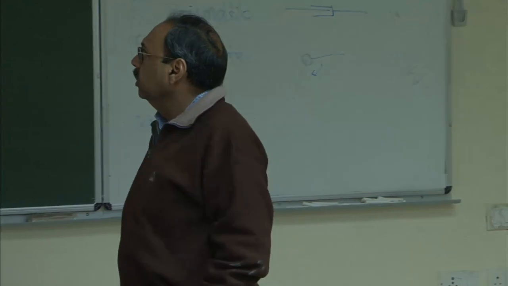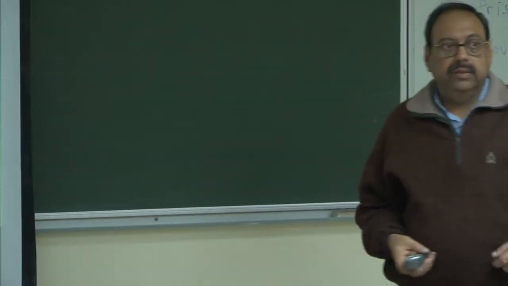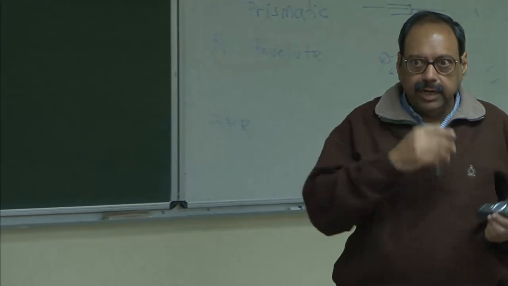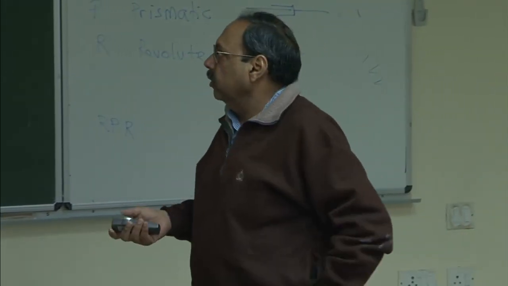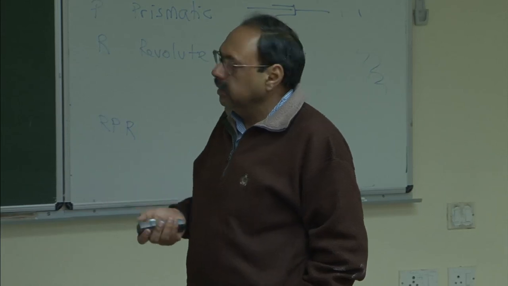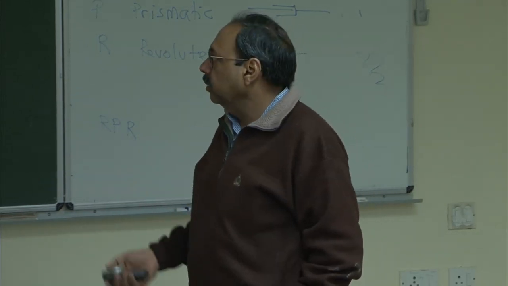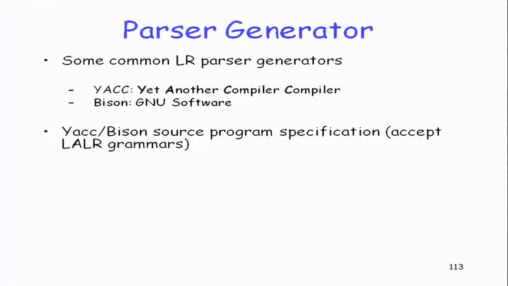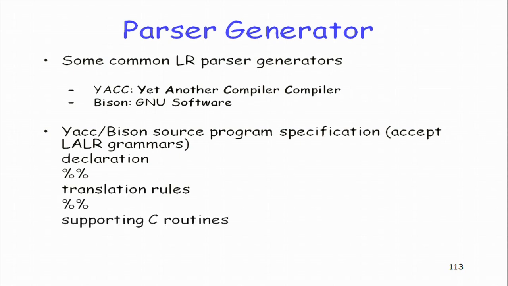Now we have some parser generators. We don't really write parsers by hand, but we understand how parsers work internally. Yacc is one, Bison is another very common parser generator. The source program specifications are LALR grammars. If you write grammars in LALR, they will be able to generate parsers for this. Just to refresh your memories, the format has declarations followed by two special symbols, followed by all the translation rules, and followed by all the C code. This is the structure of the specifications.